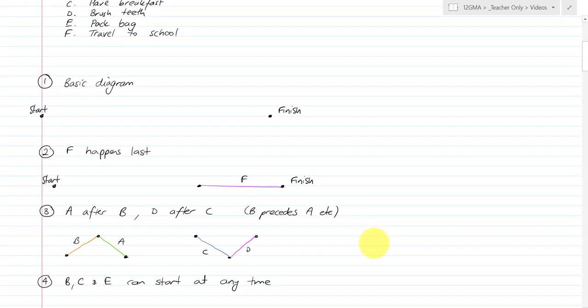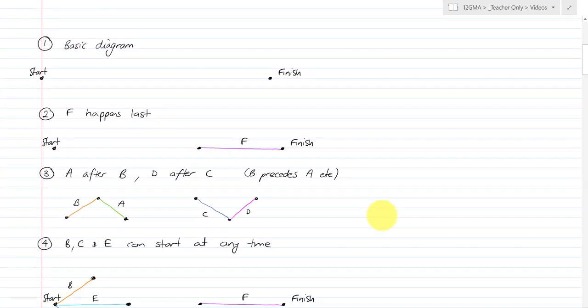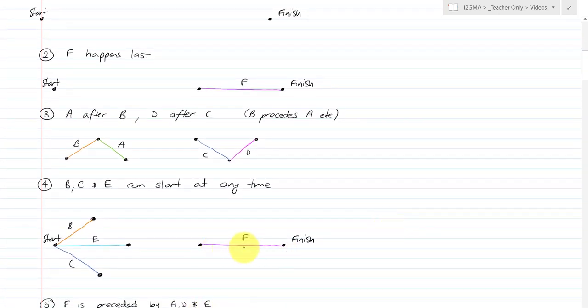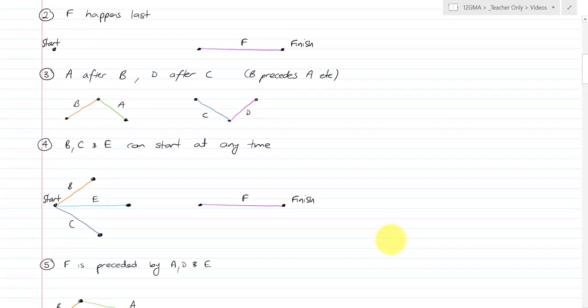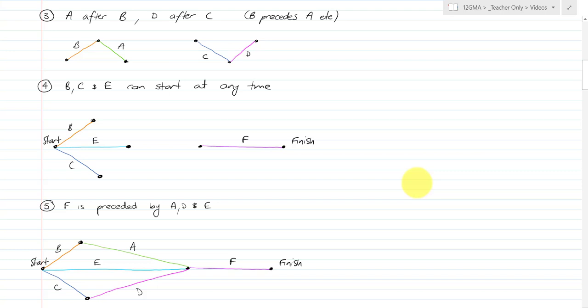And B, C, and E can all start at the same time. So you could get up and have a shower first, or you could get up and have breakfast first, or you could get up and pack your bag first. So they can all start at the same time. And so we get B, C, and E like this. We get F there towards the finish. And F must be preceded by A, D, and E. We've already talked about that. But because B leads naturally on to A and C leads naturally on to D, we get this flow network.